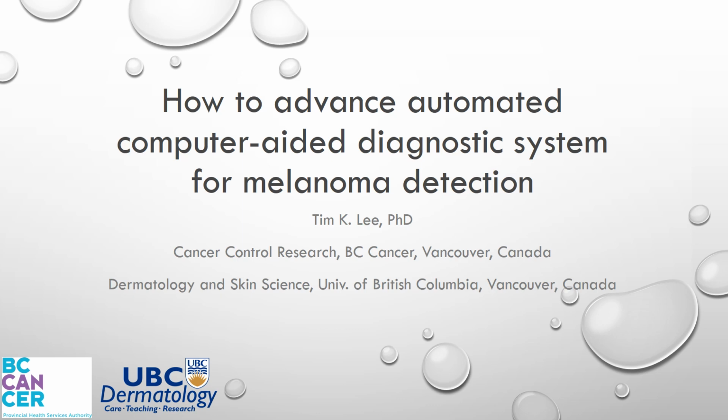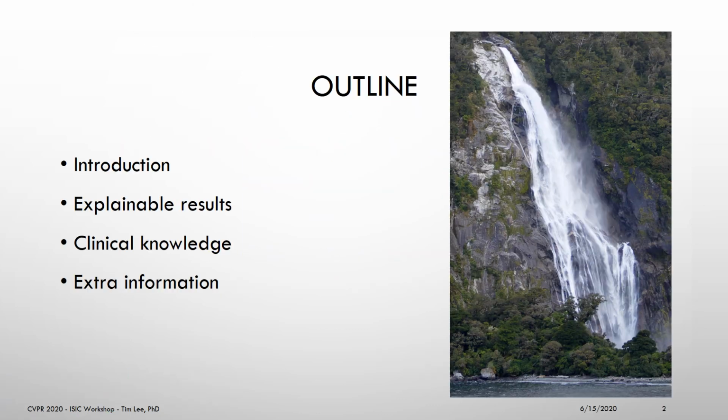Today I would like to talk about how to advance automated computer-aided diagnosis system for melanoma detection. This is the outline of my talk. I will first give a short introduction and then I will discuss 3 points that I think could advance automated computer diagnosis system for melanoma detection, so that the method could be accepted more easily into clinical practice. The 3 main points are explainable results, clinical knowledge, and extra information.